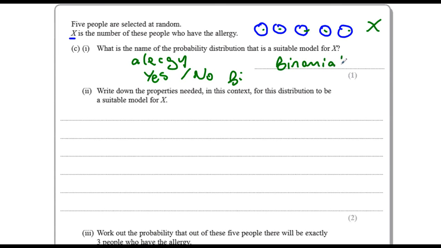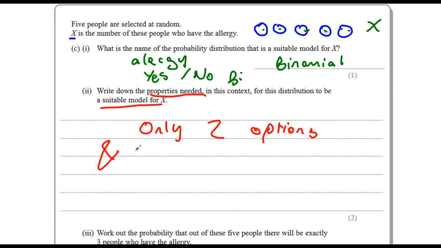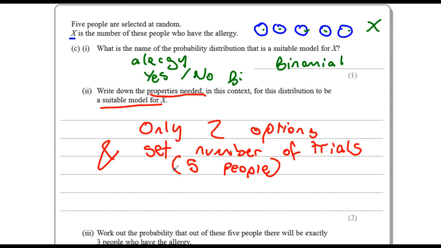It's binomial. So as we just said, when it asks for properties needed in this context for the distribution to be a suitable model for X, the property needed is that there's only 2 options: binomial. There are a couple more properties needed as well, such that there has to be a set number of trials. What I mean by trials is how many people we're testing, so we can put in brackets 5 people. Also the probabilities sum to 1, and the probabilities do not change. They are fixed. We get that as the 3 marks.